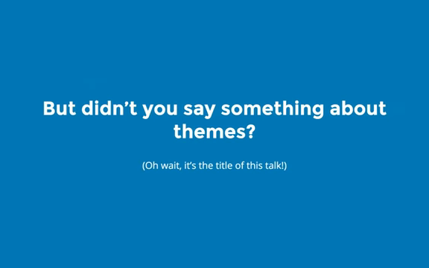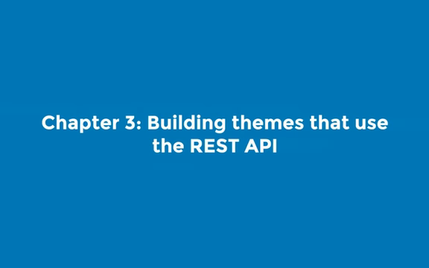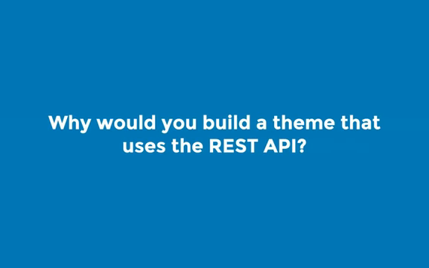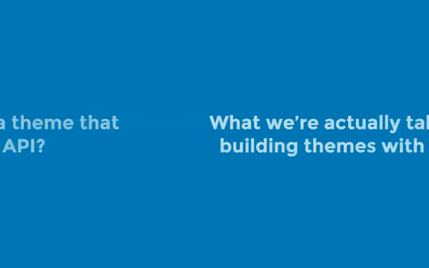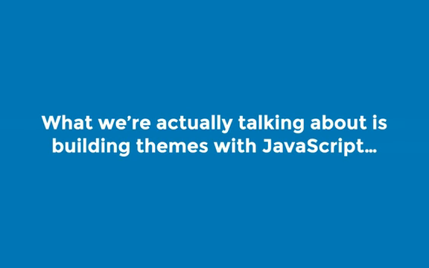So, didn't I say something about themes? Oh wait, it's the title of this talk, and I've been talking, I have no timer, but I guess it's been a while, and we haven't actually got on to themes yet. So, here we are now, chapter 3, building themes that use the REST API. Why would you build a theme that uses the REST API? If you aren't convinced yet about what I've been talking about, I have to do that now.